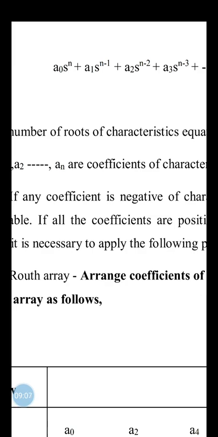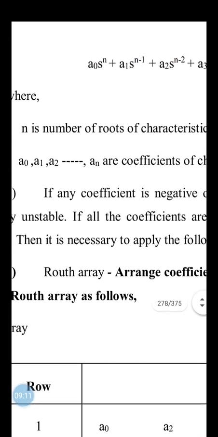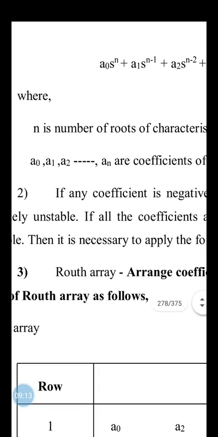If any coefficient out of a0, a1, a2, an is negative in the characteristic equation, then the system is obviously unstable. Now if the coefficients are positive, is the system stable or unstable? If all coefficients are positive, then it is necessary to apply the following procedure.